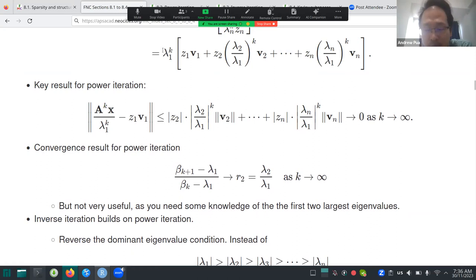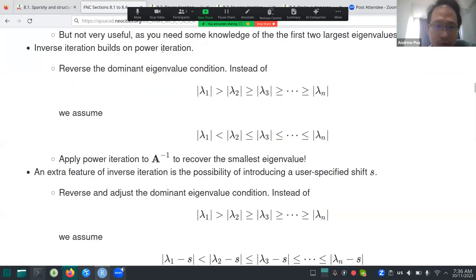Okay, so there are two things that I want to point out. The first one is, let's find the smallest eigenvalue instead. If we could do the largest, surely we should be able to do the smallest one. The idea is that instead of looking at the eigenvalue condition that you've seen before, the assumption this time is that you have an ordering where lambda 1 is the smallest eigenvalue in absolute value.